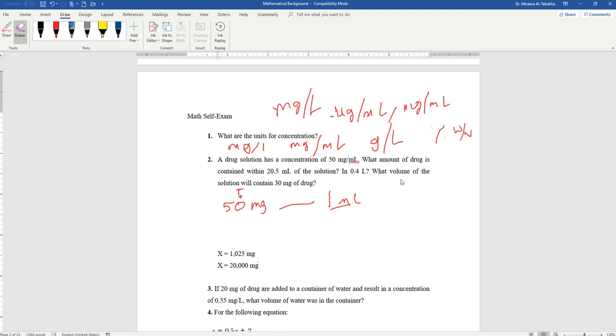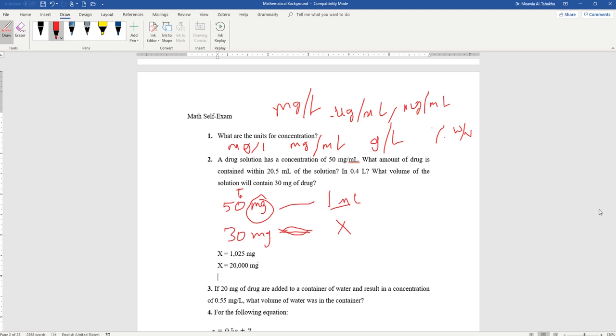What volume of the solution will contain 30 milligram? So again, this is a straight line. Okay, where do I put the 30 milligram? I will put it under the milligram. So 30 milligram is in X.